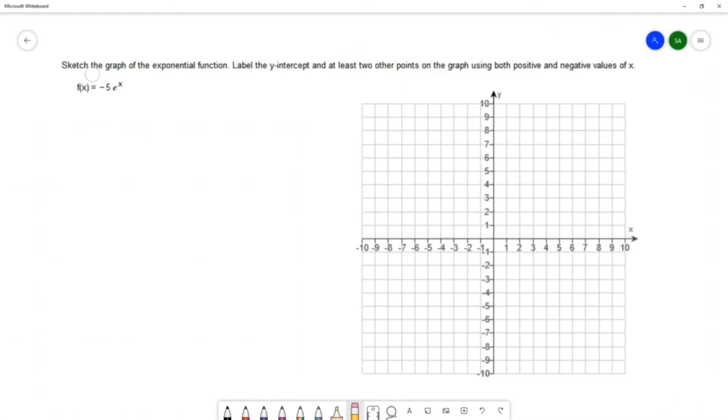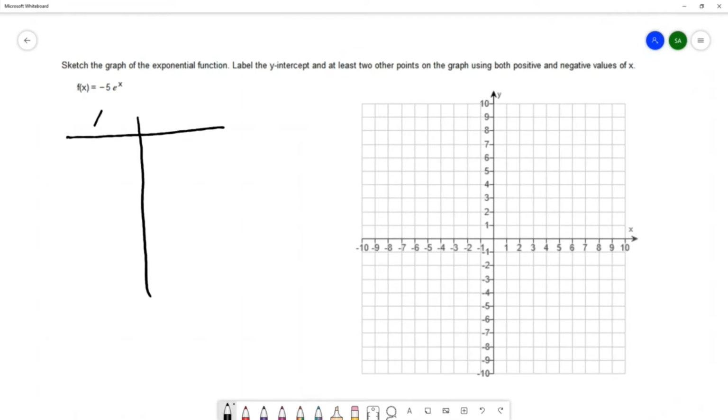On this question, we want to sketch the graph of the exponential function, label the y-intercept and at least two other points on the graph using both positive and negative values of x. So we're going to make a chart and sketch this graph by plotting points.